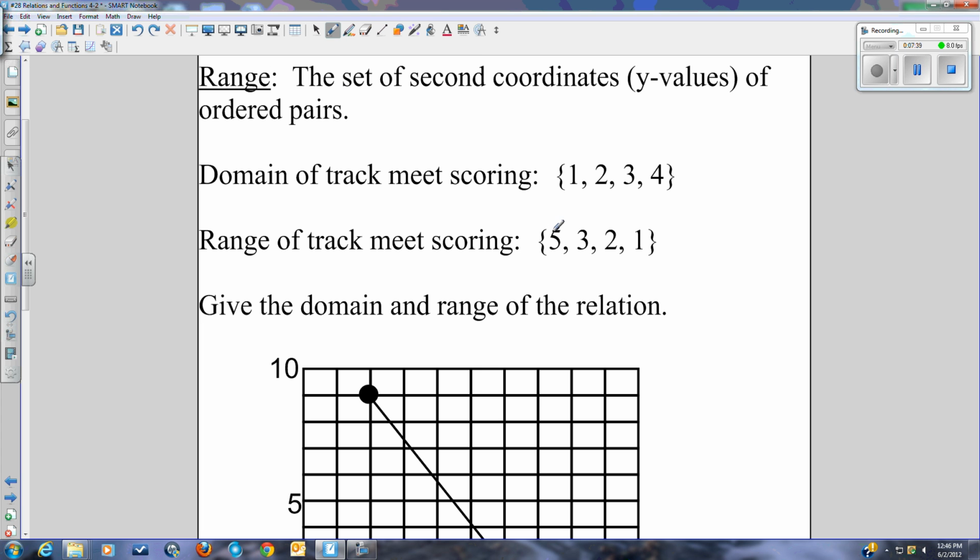If you remember correctly, we actually said that 5 should have been a 4. You earned 4 points to place in first place, 3 points to be in second, 2 points to be in third place, and 1 point to be in fourth place.